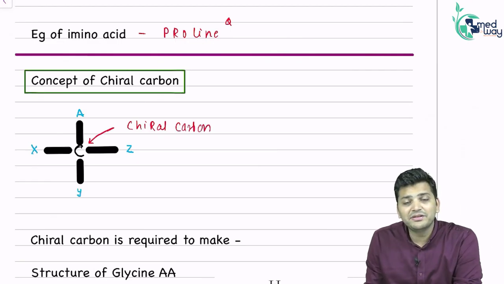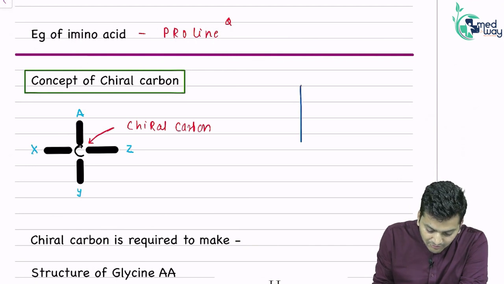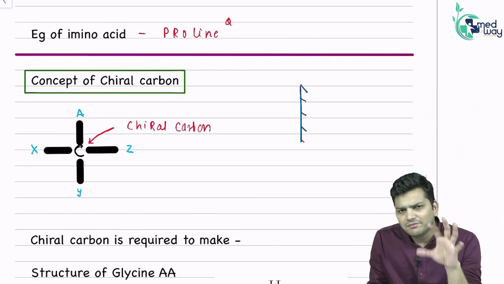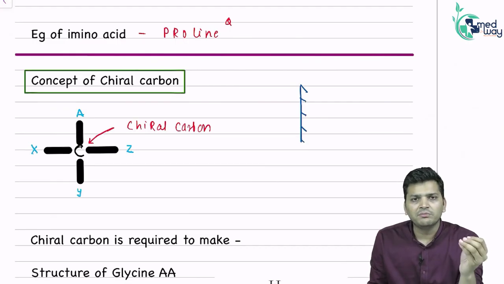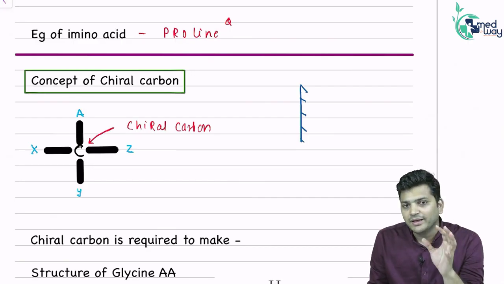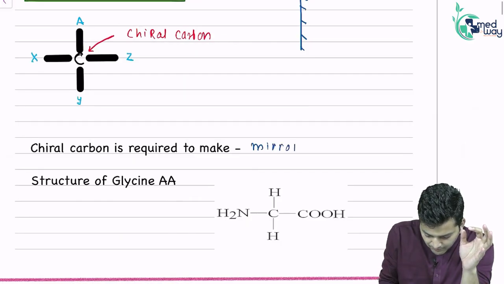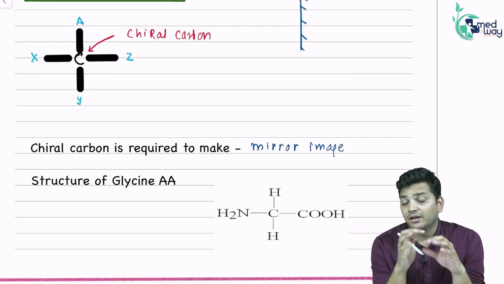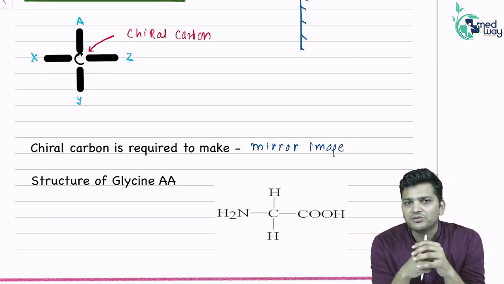And in chemistry class, you must have seen and discussed this diagram. If you remember, the mirror image, right? Or the optic isomer. Whenever we want to make a mirror image of any molecule, it is only possible if the molecule contains a chiral carbon. So a chiral carbon is required to make the mirror image. If the chiral carbon is not there, we can't make a mirror image, or we can't make the optic isomer.